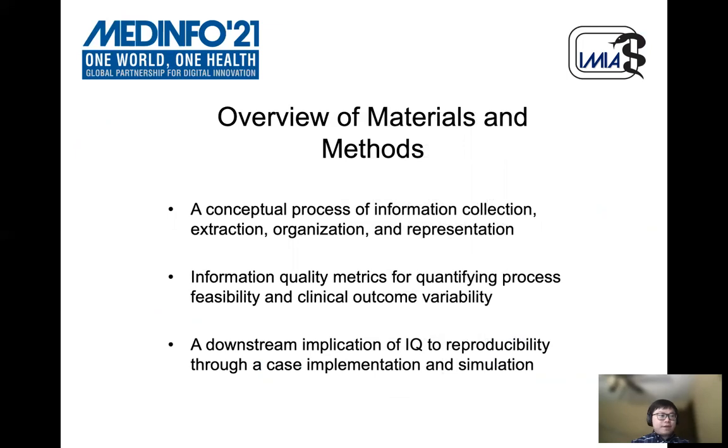To address the above mentioned issues, we propose a multi-phase approach to examine potential barriers to reproducibility caused by different information quality. And we thus identified three main approaches. First, we will introduce a conceptual process of information collection and use. And then we'll talk about information quality measures that help to quantify the process. Lastly, we will conduct a case study to illustrate the implementation and simulation.